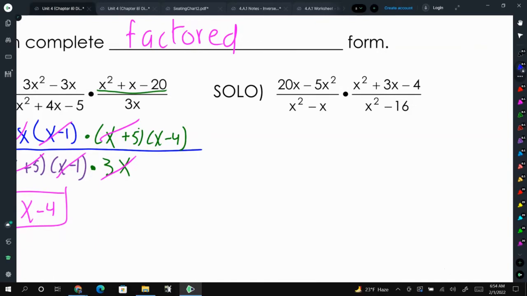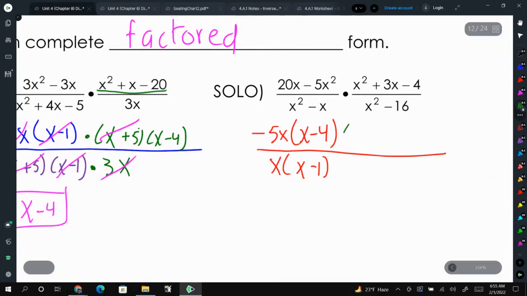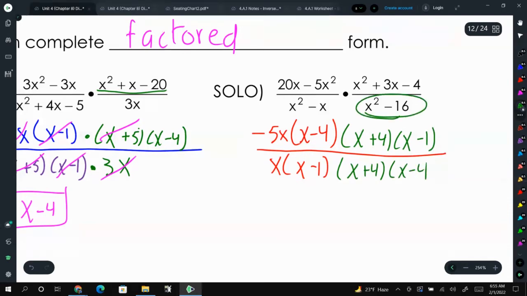All right, now this one, let's factor the first fraction. Now notice it's 20x minus 5x squared. And we've always dealt with the leading coefficient in the front. So when I factor out a negative 5x, I'm going to rewrite that as x minus 4, just so it's the way that we are used to seeing it. And then in the denominator, I'm going to factor out an x, and we're left with x minus 1. Now my second fraction, we can factor that to x plus 4 times x minus 1 over x plus 4 times x minus 4, because this is a difference of squares.